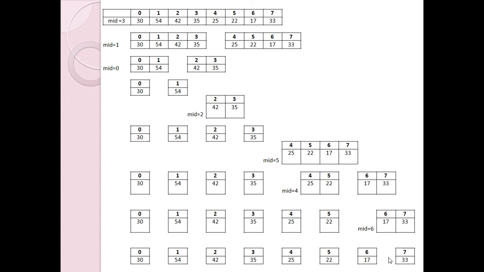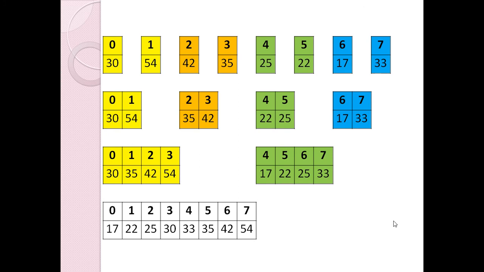So the problem of 8 elements is divided into 8 problems of 1 element each. Each of those problems is already sorted, which will be used for merging purposes. So this is the divide phase of the merge sort algorithm. Merging is a process which merges two sorted lists. Please listen carefully. Merging requires two sorted lists to merge them.